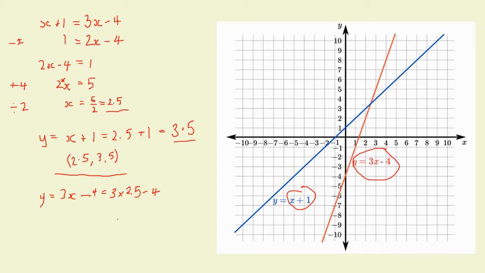3 times 2.5, you could use your calculator for it, or you could just see that that's going to be 7.5. And 7.5, take away the 4, is 3.5. So I've just checked. I've been absolutely certain. I know I got the right answer.